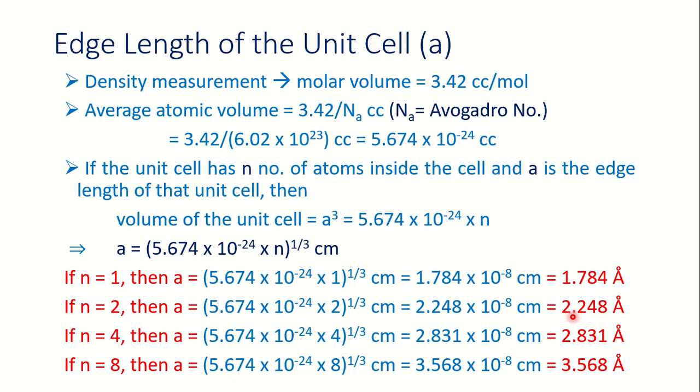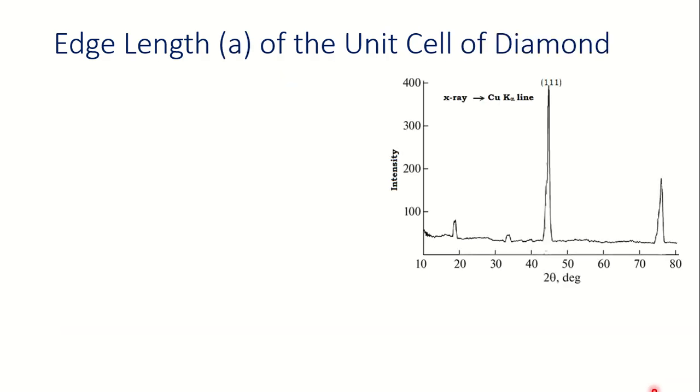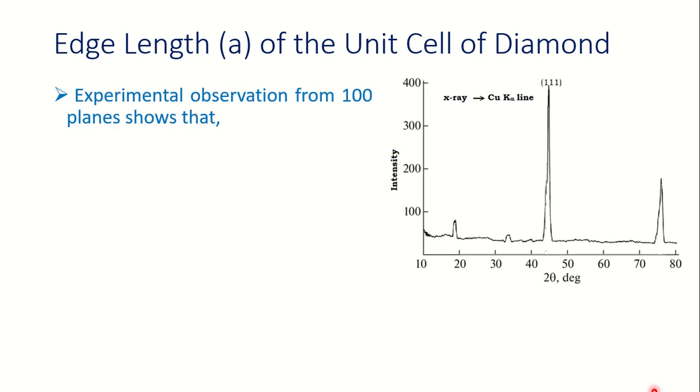For n equals 2, it has been obtained to be 2.248 angstrom. For n equals 4, it is 2.831 angstrom, and finally for n equals 8, it has been found to be 3.568 angstrom. Now this is the XRD pattern of the diamond crystal. Now experimental observation from the 100 plane shows that the spacing of this 100 plane, that means the distance of the two 100 planes, is 0.885 angstrom.